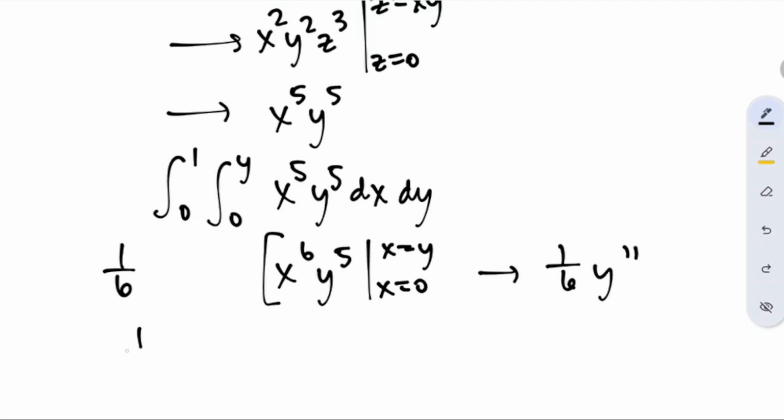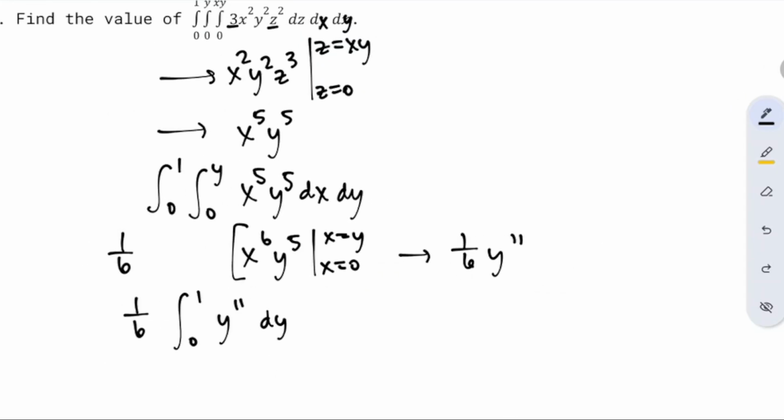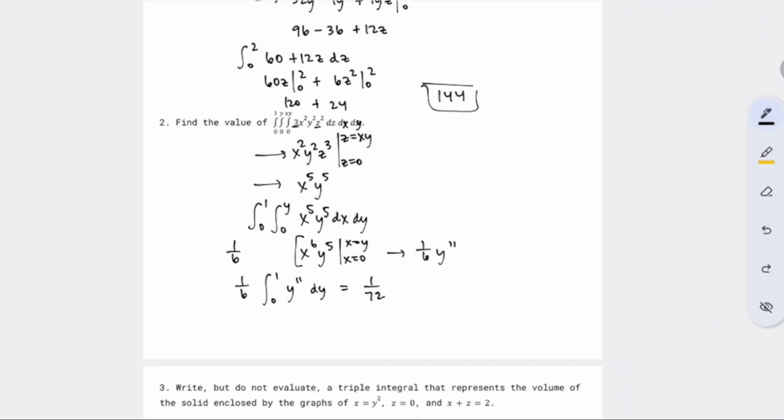Okay, so 1/6 of the integral from 0 to 1 of y to the 11th dy. The integral from 0 to 1 of y to the 11th dy is going to be 1/12. 1/6 times 1/12 is 1/72. All right, there we go.